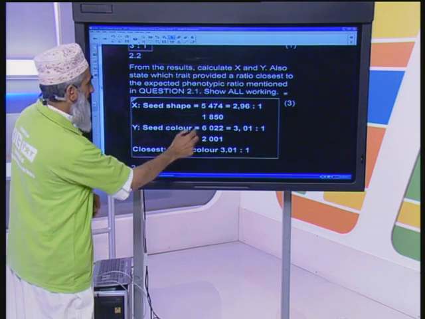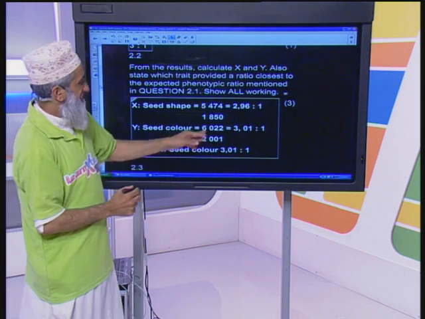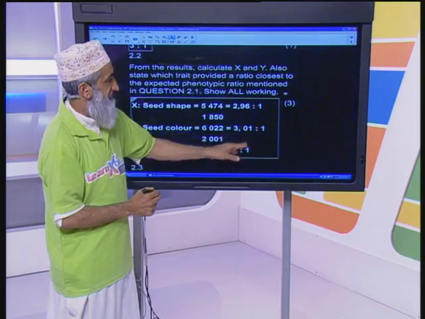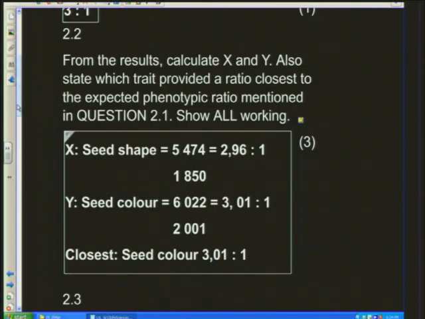Then we had Y, seed color, 6022 over 2001, and the answer came to 3.01:1. Our expected answer is 3:1. So which one is closer? Obviously, the one that says 3.01:1 is closer. So the closest is seed color, 3.01:1. That's how you answer that question.